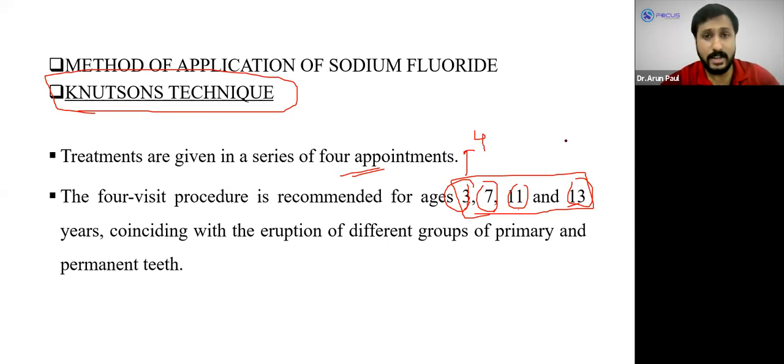The only criterion when you're recalling the patient is that there should be at least a gap of 1 week. If you're calling today, after 1 week you call them again, and so on. You call them 4 times at 3, 7, 11, and 13. The reason this is done is to coincide with the eruption of primary and permanent teeth. These are the key ages where you expect at least the most important, or keystone, teeth to have erupted into the oral cavity.